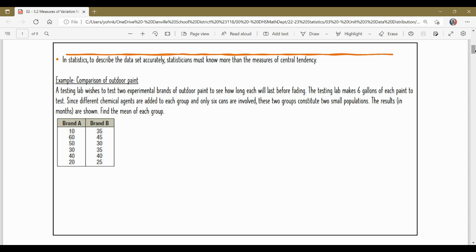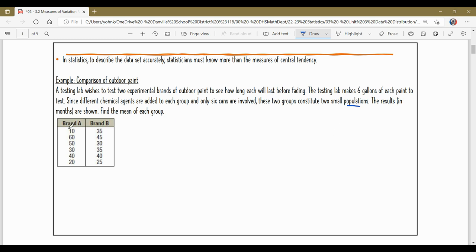A testing lab wishes to test two experimental brands of outdoor paint to see how long each will last before fading. The testing lab makes 6 gallons of each paint to test. Since different chemical agents are added to each group and only 6 cans are involved, these two groups constitute two small populations. The results in months are shown. Find the mean of each group.